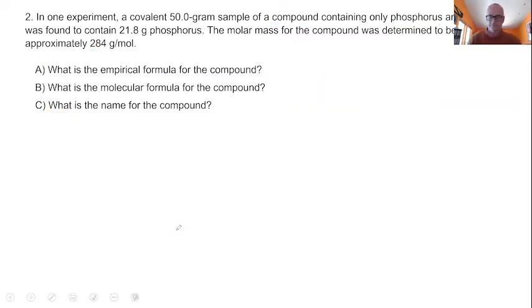Would they be asking for the name of the empirical formula or the molecular formula? Only the molecular formula, because we don't care what the name of the empirical formula is, because that doesn't exist. That isn't what the compound is. The compound is actually P4O10. It isn't P2O5. So we don't care what that name is. Okay?